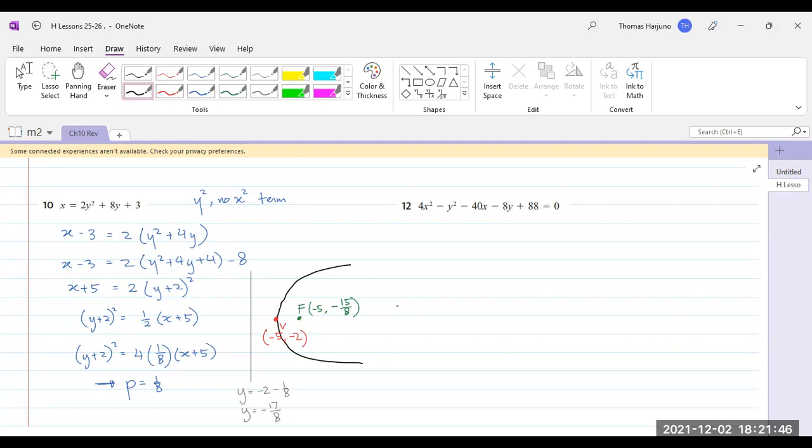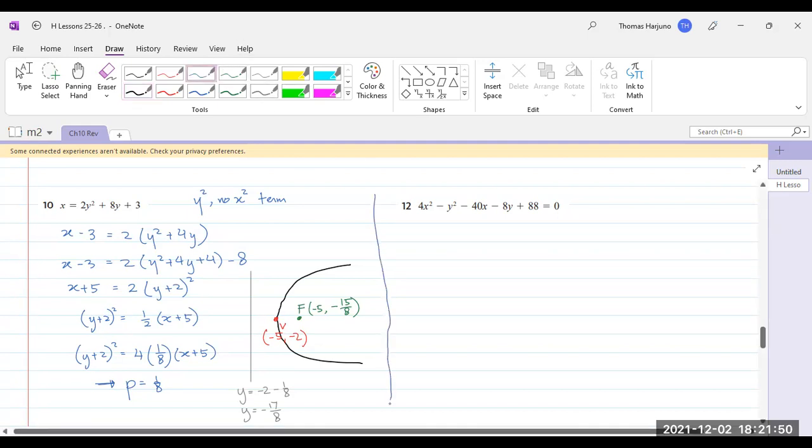Number 12. Number 12, we have x squared and y squared on the same side, right? So it's either an ellipse or a hyperbola, but they have opposite signs, I mean, positive x squared and negative y squared. So this must be a hyperbola.